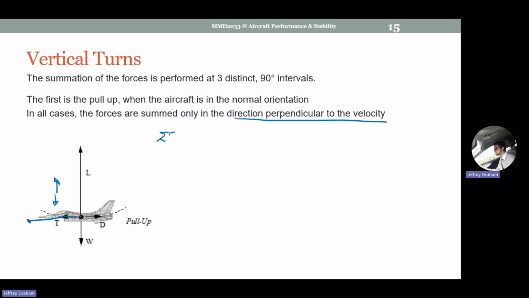Right, so summing our forces, we've got a lift force going up, a weight force going down. And remember, it is in a loop or a circle, so it will have a centripetal force involved as well. Right. The same process is going to apply all the way through here. You're going to take your sum with the centripetal force.